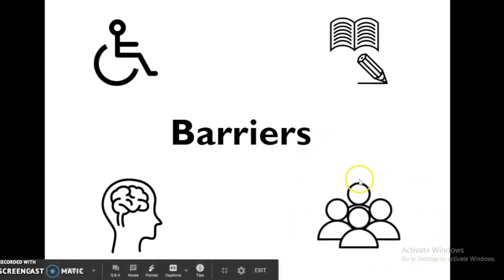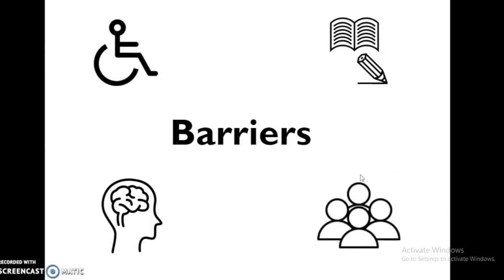And then finally, another barrier that comes to mind for me, at least, is social and peer influence. Sometimes students may be distracting, or there may be pressure from their peers that may impact their ability to access the classroom.